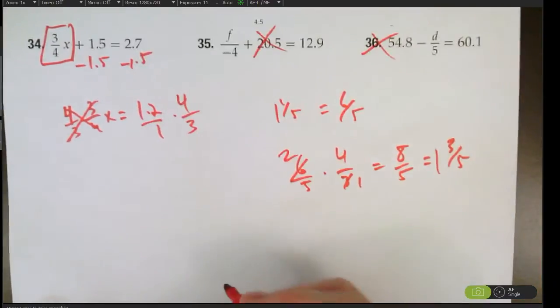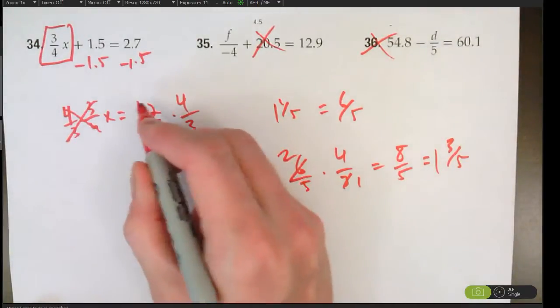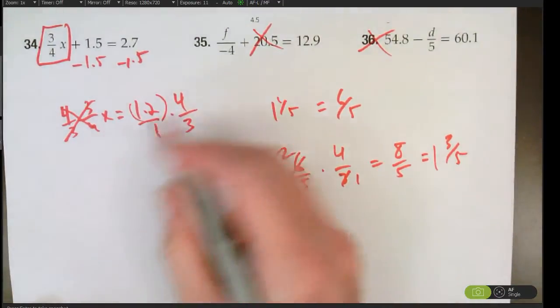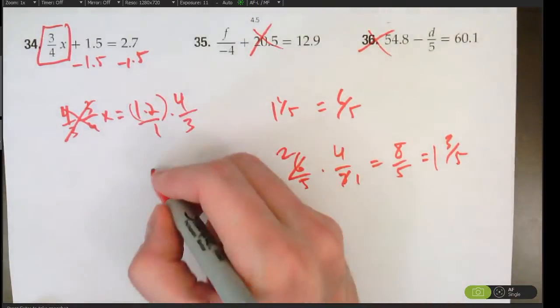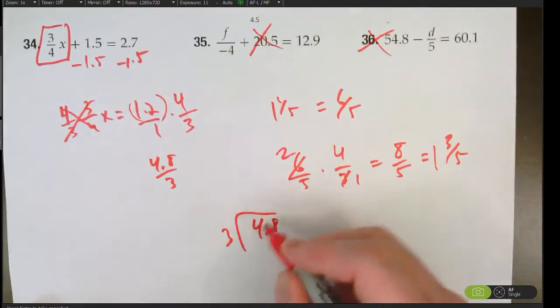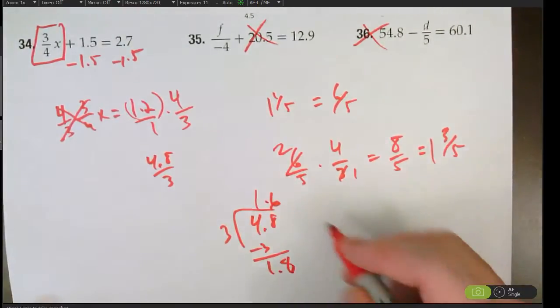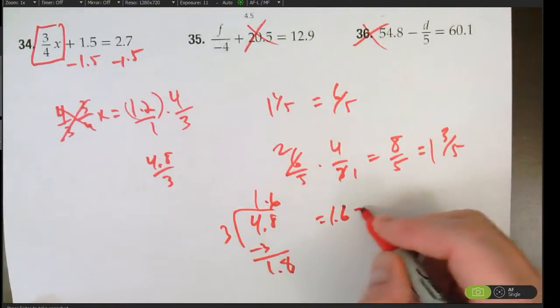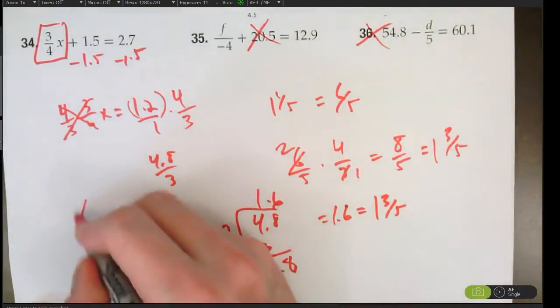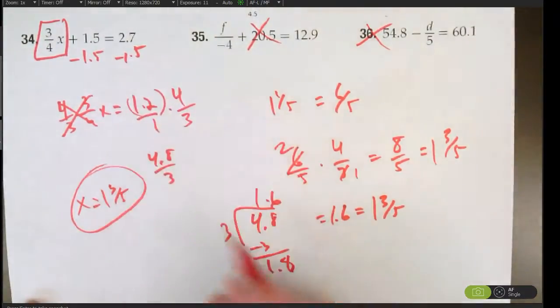Okay. Or what I could do is just do 1.2 times 4 over 1 times 3. Well, 1.2 times 4 is 4.8 over 3, and then take 4.8 and divide it by 3. 1.6, which is 1 3/5. So either way, x is 1 3/5. So that was a tricky one because of all the weird number stuff.